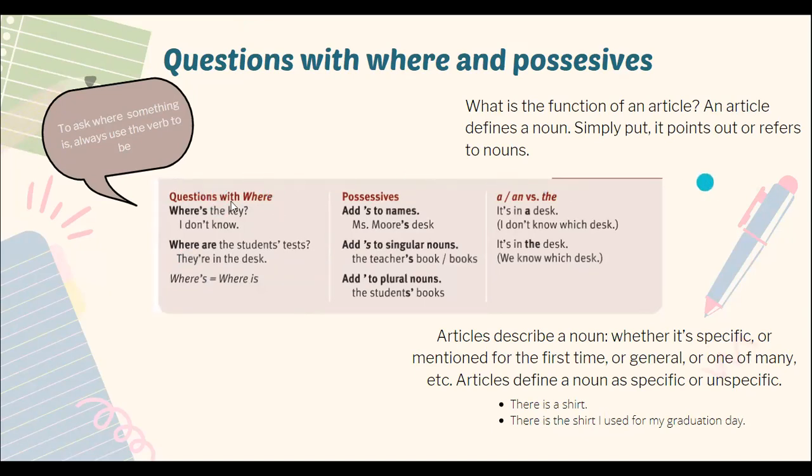Okay. So over here we're gonna see three things. Vamos a ver tres cosas en esta diapositiva. Okay? First thing, questions with where. When we want to ask about the position of something, okay, the location of something or someone, we are going to use the question word where. Now, if we talk about things, we have two options, singular and plural. Where is the key? Where are the students' tests? Okay, so what do we use with singular, guys? ¿Cuál ocupamos con singular?